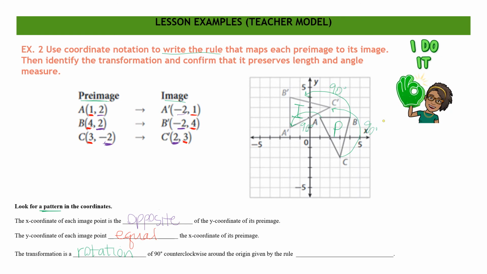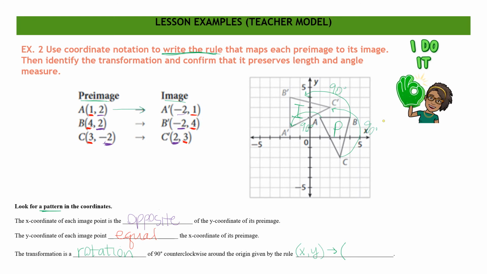But what's most important is the rule, because remember, ladies and gentlemen, the question asks us to write a rule, right? So if I were to write a rule, that means I'm going to use the transformation function notation. So that means that I'm taking every point x and y and I'm going to put it in some type of function notation, think of a function machine. So what happens when I go from the pre-image to the image? What happens to my points?